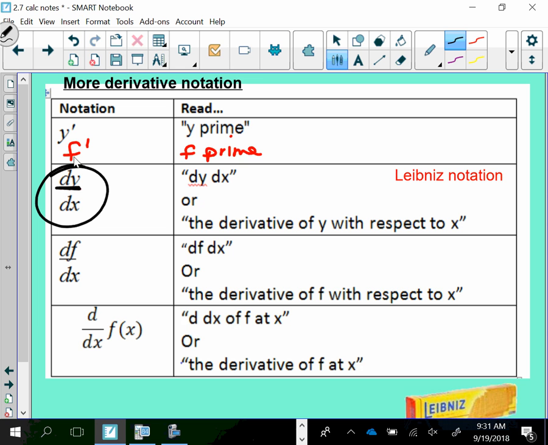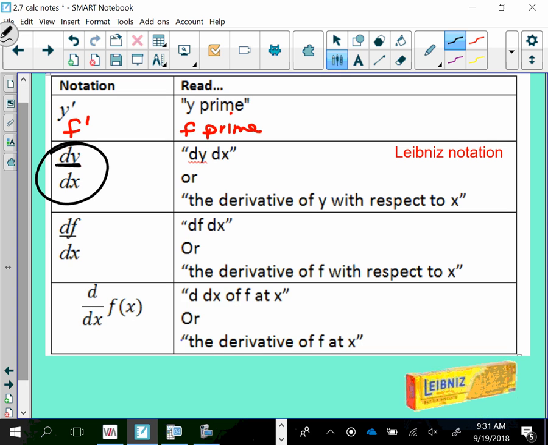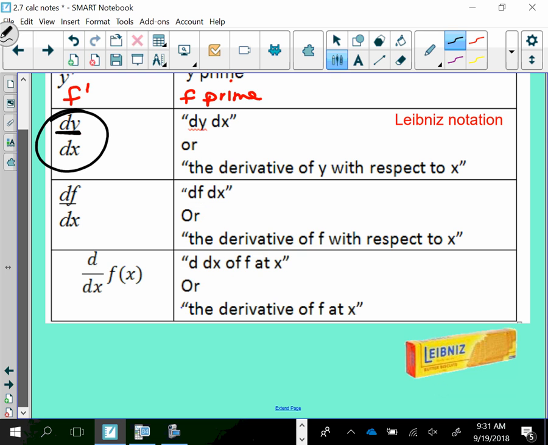Now, you've had the "with respect to x" business before. It just meant that x is your independent variable. Okay? df dx, same idea. You have the derivative of f when x is the independent variable. And then this is my personal favorite because you can actually put the function here.